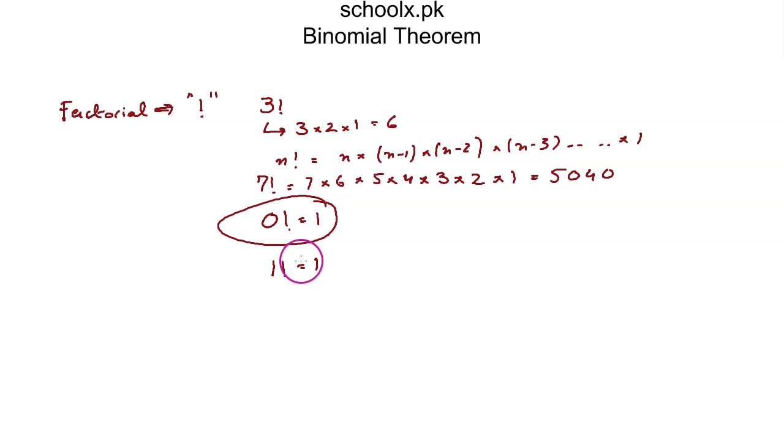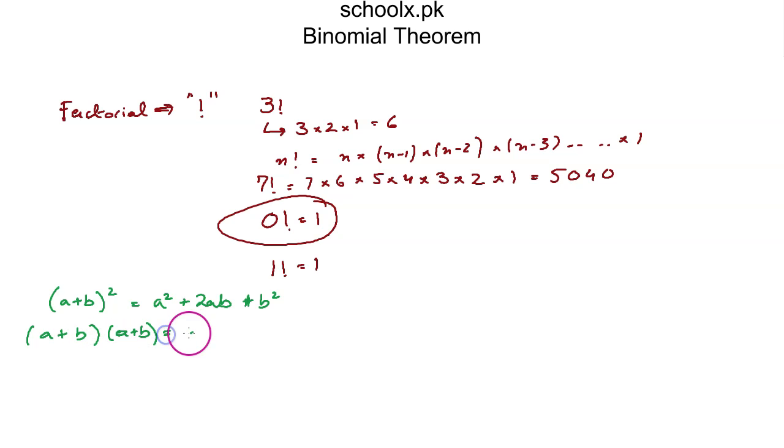Right? Now you must have come across the formula (a plus b) whole squared. The formula for (a plus b) whole squared was a squared plus 2ab plus b squared. But this actually was (a plus b) into (a plus b), which gave us a squared plus ab plus ab plus b squared, which got equal to a squared plus 2ab plus b squared.